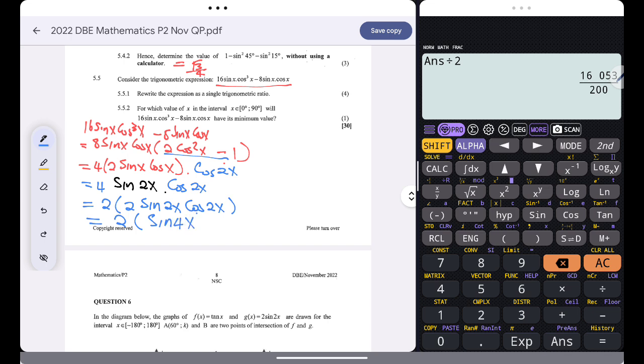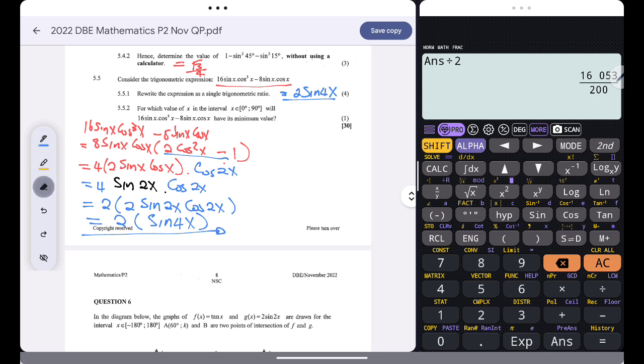sine 4x. Please guys, if you are struggling with how to apply the double angle identities, just go to lesson 30 on the playlist of trigonometry. Just go straight there. You will see how I used and applied the compound and double angles. Okay, so this thing, whenever I write it as a single trig ratio, this will be equal to 2 sine 4x, like this.